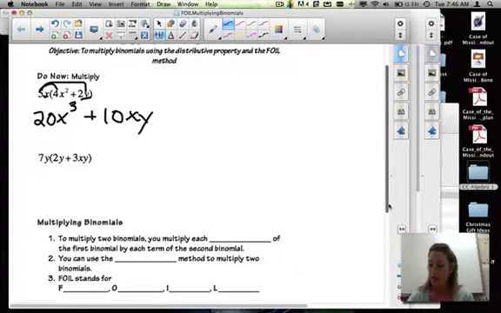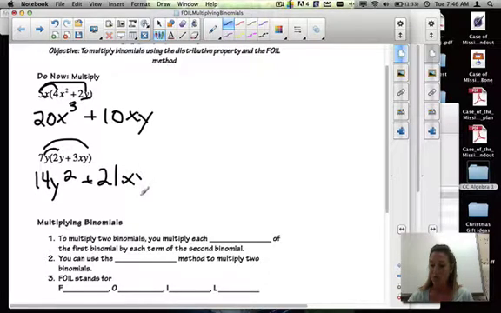Example number 2, again, as a reminder, 7y times 2y is 14y squared. 7y times 3xy is positive 21xy squared. I have a y on the outside, a y on the inside.